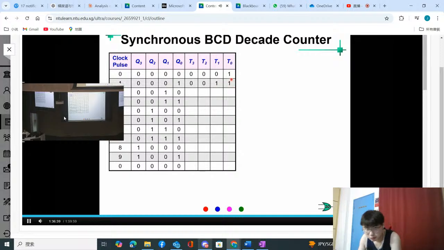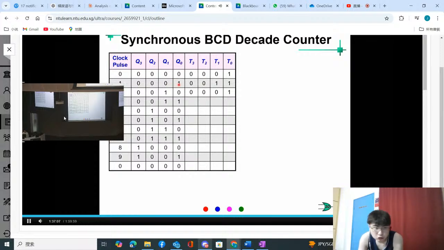This means that this is the T input. This is not the next state. The next state is here. From here to here is the next state. 0, 0, 0, 0 is the current state. Next state is 0, 0, 0, 1. So from 0, 0, 0, 0 to 0, 0, 0, 1, the T input should be 0, 0, 0, 1. 1 is toggle.